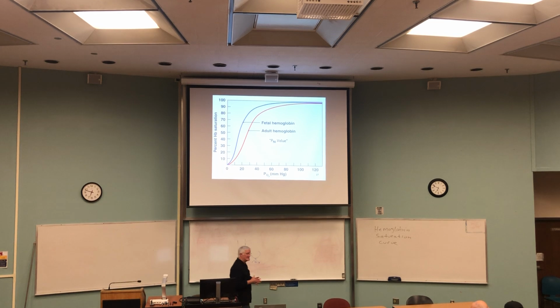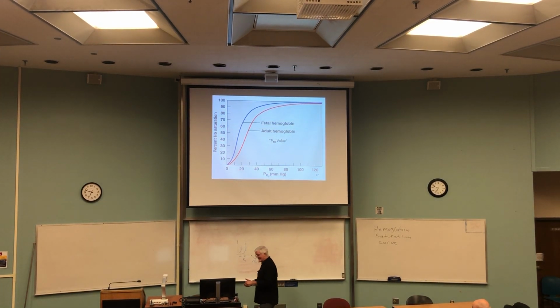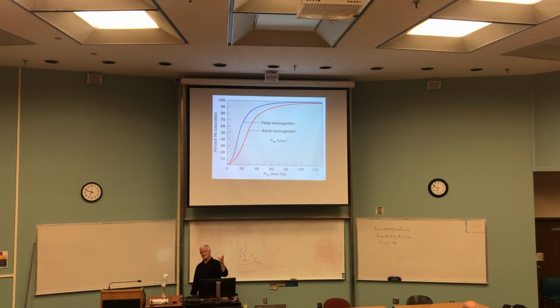It's the same idea, right? We have a left shift for the fetus compared to mom. That tells me that compared to mom, the fetus will have a higher level of affinity for any particular PO2 value I decide to look at. And that's because it has to be able to get oxygen from the placenta to deliver it to the fetal tissues.